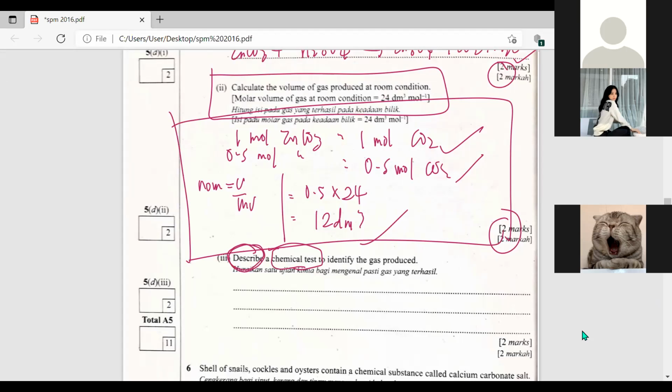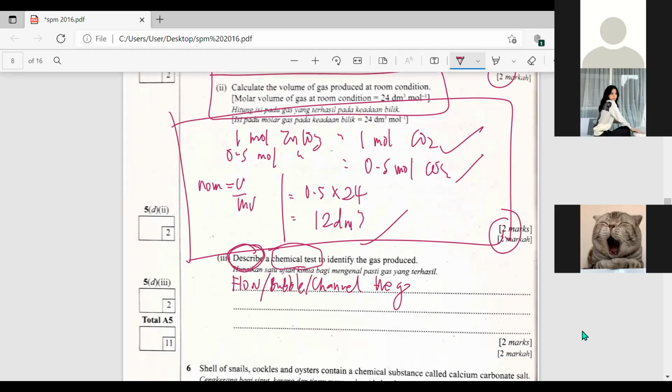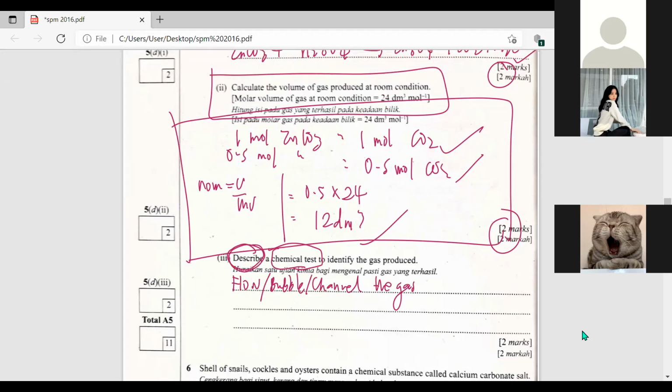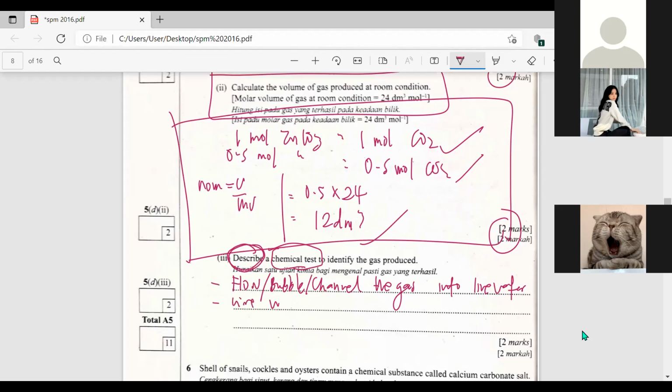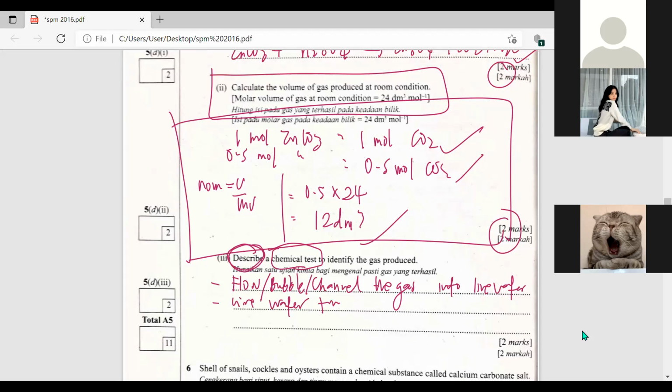Flow the gas using a delivery tube into lime water. Then the lime water should turn chalky. Very good. So you either use the word flow, bubble, or channel. All these 3 words are possible. You cannot say pour because this is a gas. Flow the gas through a delivery tube into lime water, and you will get lime water turning chalky. Very good.